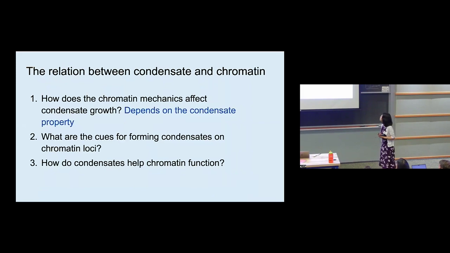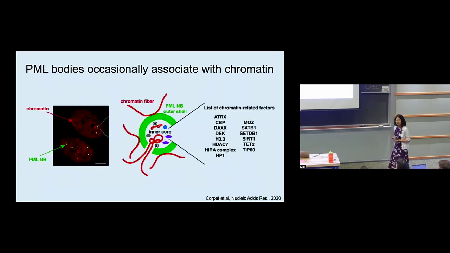And so for the second and third questions, I want to show you the work that we did with PML bodies. PML bodies are condensates that float around, actually shoot around. If you remember Danny's movies, they shoot around in the nucleus because they're mostly not attached to any chromatin. They're just freely moving around. But sometimes they are associated with chromatin, only occasionally and dynamically.